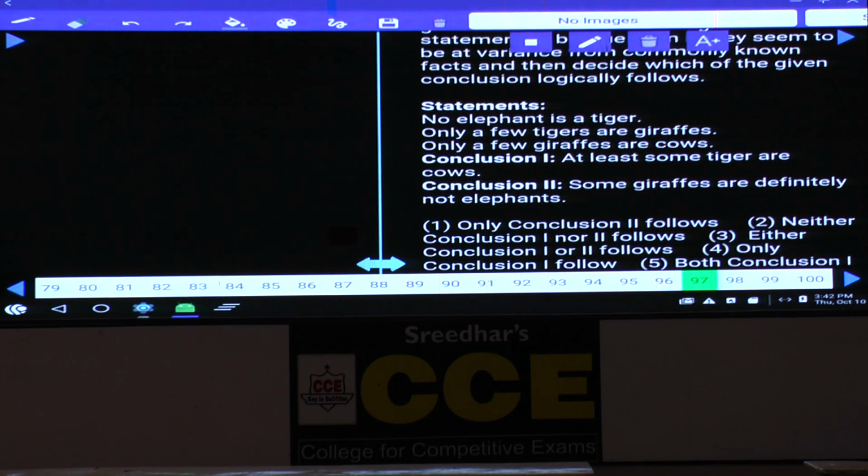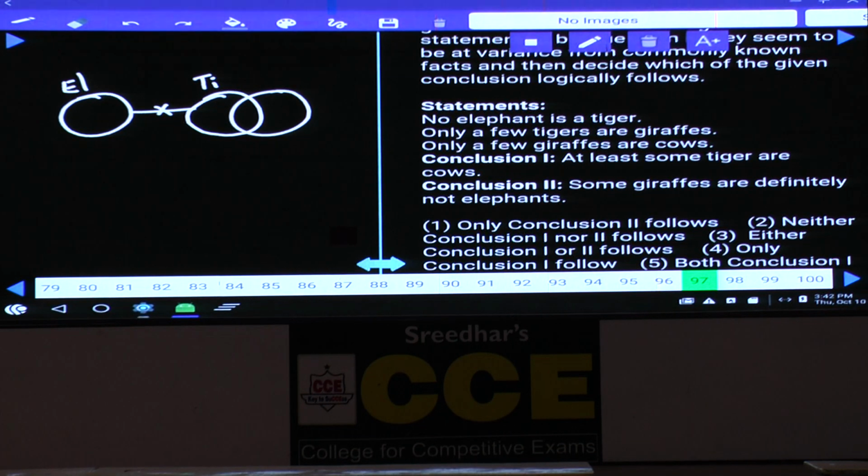Then coming to question number 97. No elephant is a tiger. No elephant is a tiger means elephant is here, no intersection between elephant and tiger. And out of which few tigers are giraffes. Only few tigers are giraffes means some of the tigers are not giraffes. Some tigers are not giraffes, and all these tigers cannot be giraffes. It cannot come into this area.